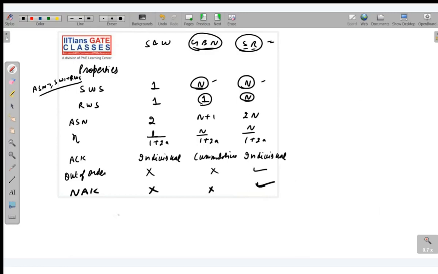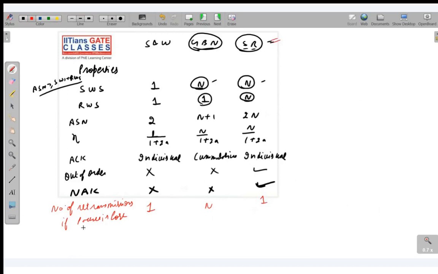Next is number of retransmissions if packet is lost. Let me write it in red color, it is a very important point. In stop and wait, only one, because only one frame was sent. If that is lost, you will send it again. But in go back N, if one frame is lost, that will be the leftmost frame in the window, and you have to repeat the entire window. We have solved numericals also in the previous lecture. In SR, only one. That is the basic meaning of SR, the selective repeat.